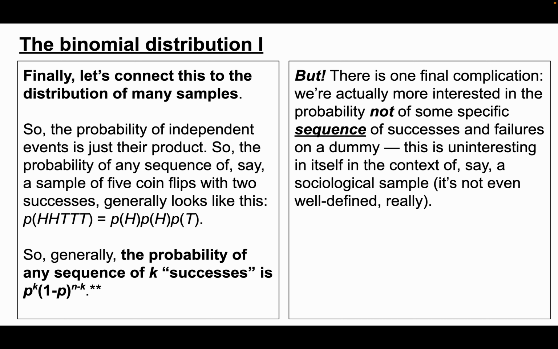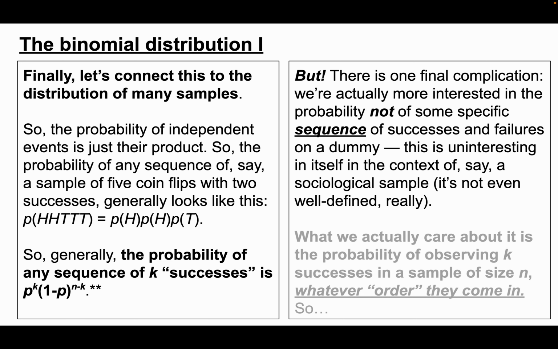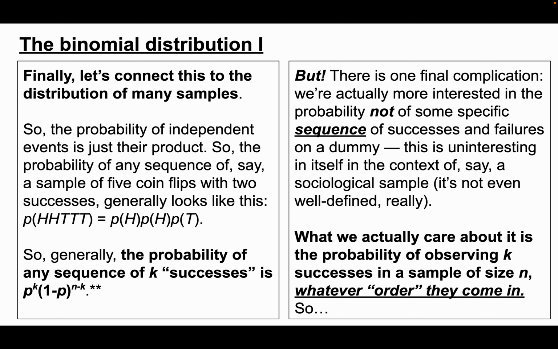We're actually more interested in the probability not of some specific sequence of successes and failures. This is actually uninteresting in the context of a sociological sample. It's not even really well defined. For instance, we don't really care about the order in which people enter the sample. If we think about whether or not someone is married, we don't really care if we have 5 married people in a row, then 4 unmarried people, or whether they go one, the other, one, the other. It doesn't make a difference to us from the standpoint of any question that we're going to ask in sociology. What we actually care about is the probability of observing k successes in a sample of size n, whatever order they come in.